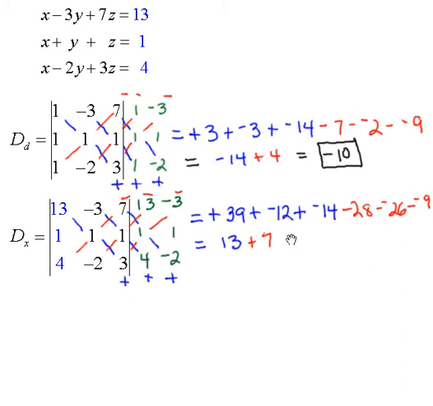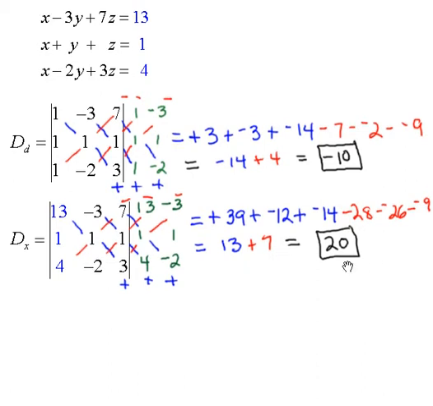Don't forget that all these subtracting negatives will become adding positives. 39 minus 12 minus 14 is 13. Negative 28 plus 26 plus 9 is 7. 13 plus 7 is 20. And we found the determinant of the numerator of x to be 20.